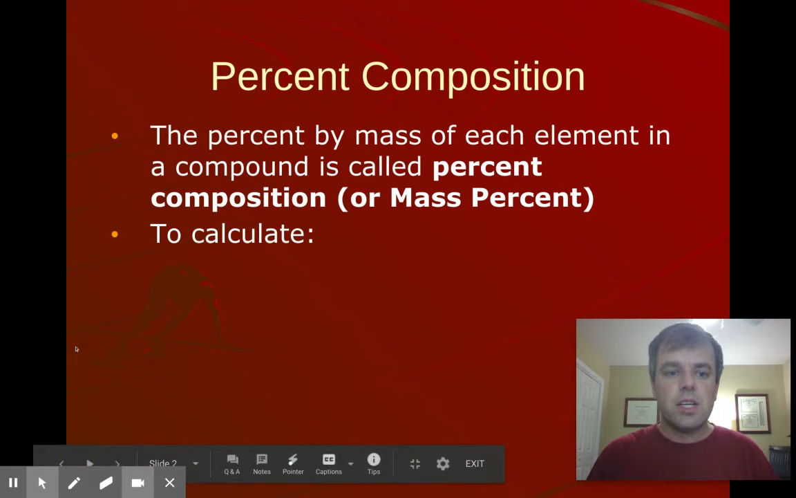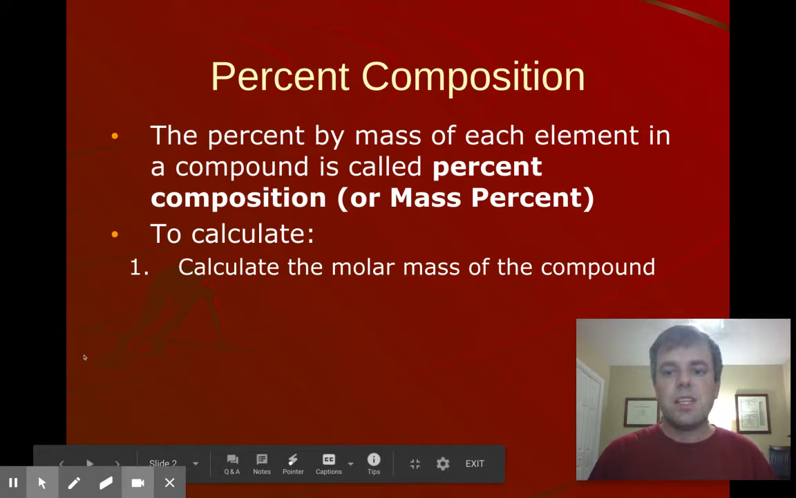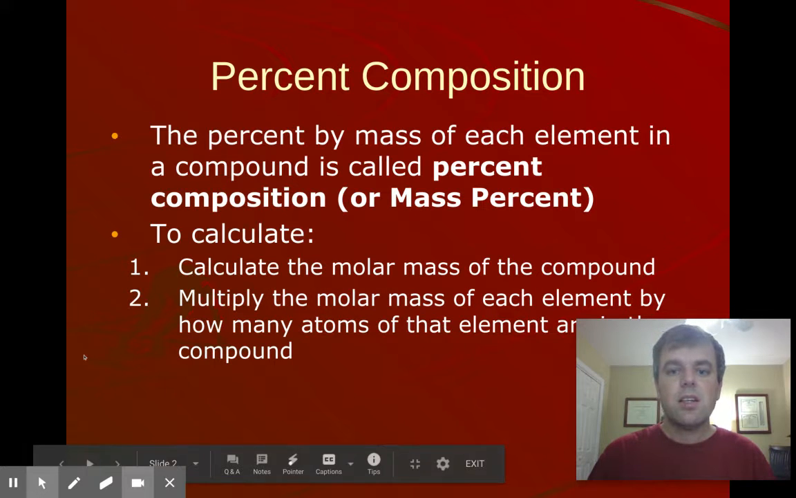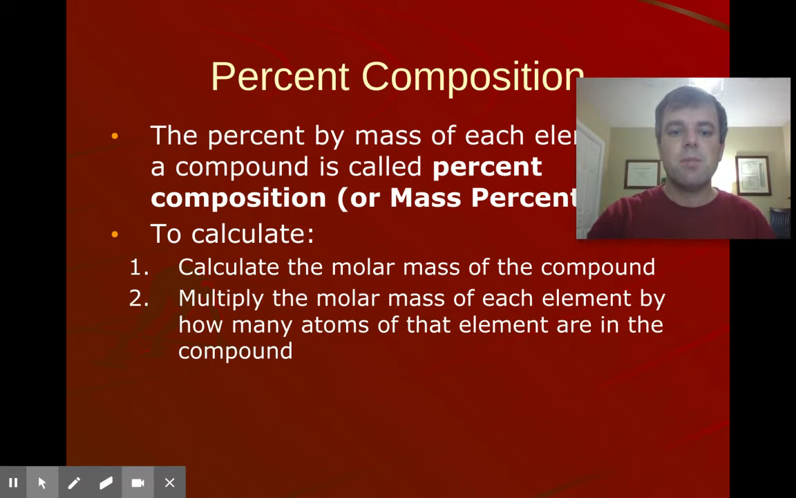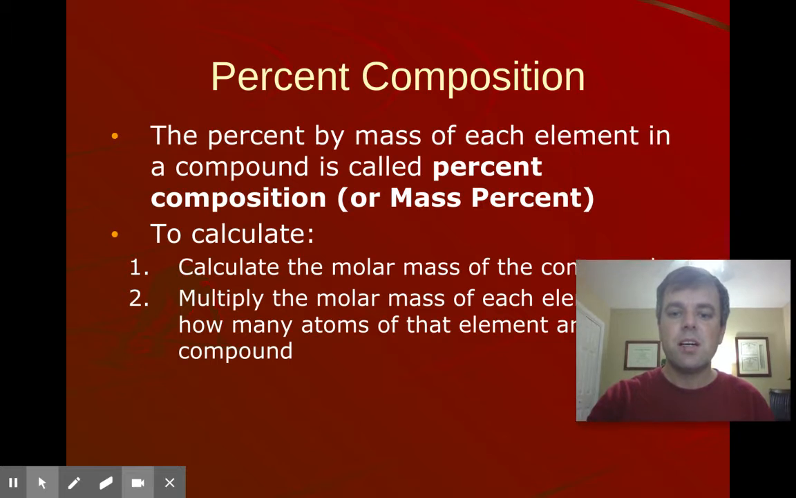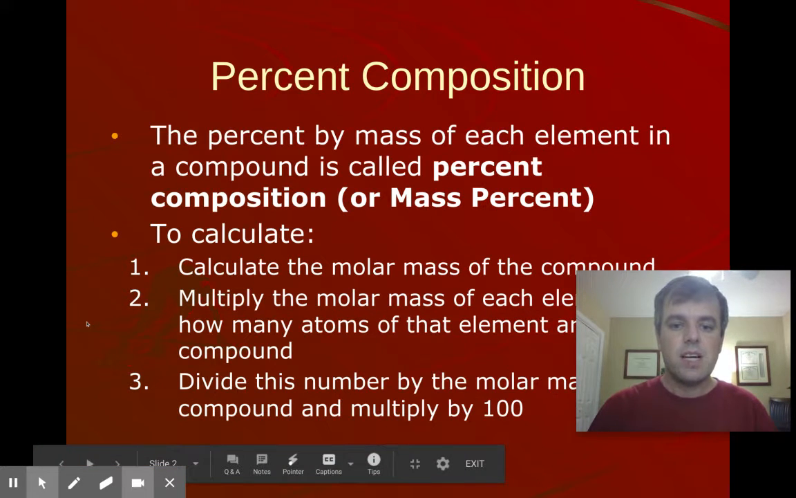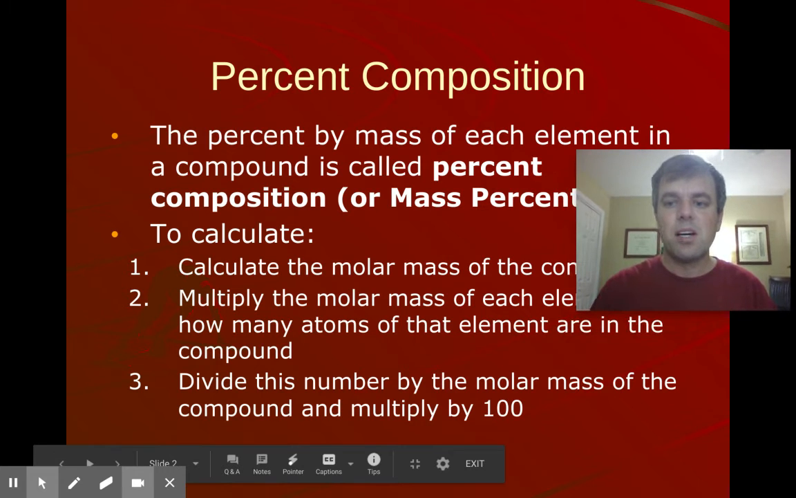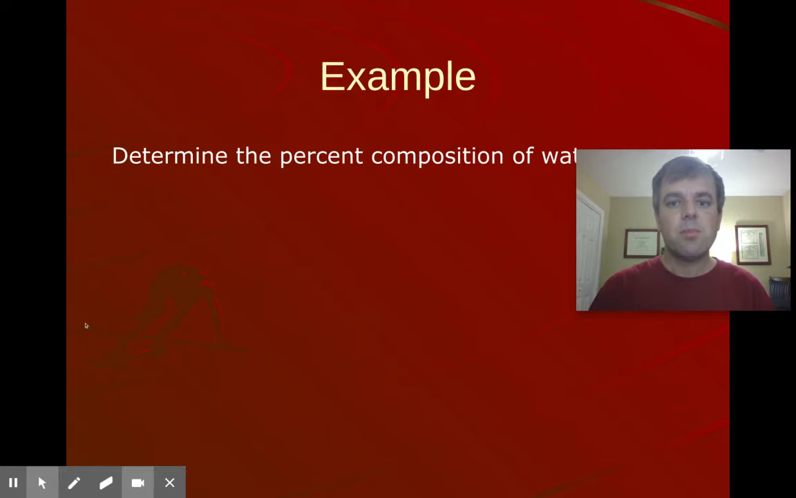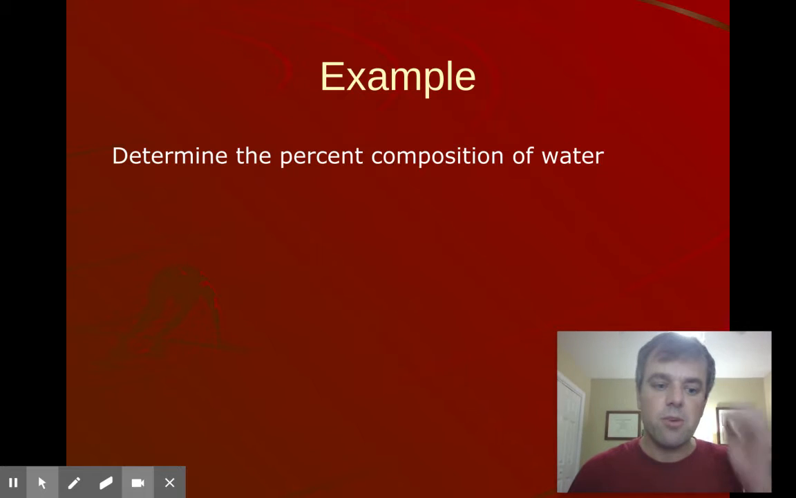So if we look at how we calculate it, first you find the molar mass of the compound. Then you multiply the molar mass of each element by how many atoms of that element are in the compound. And then we divide that number by the molar mass of the compound and multiply by 100. So as an example, let's determine the percent composition of water.